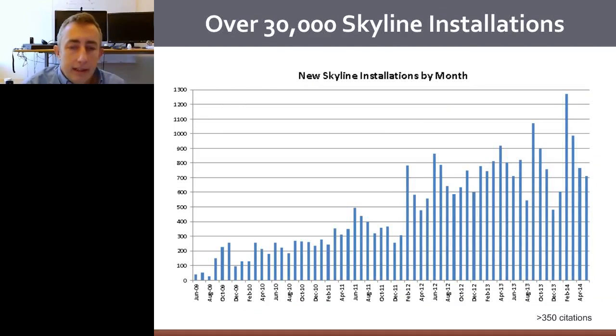Now, in the last 6 years or so that we've been working on this project, we released the first version in June 2009 at the American Society for Mass Spectrometry meeting. And to be honest, we were really shocked when we hit over 100 installations in a month. And now we're routinely at the amount of 600 to 800 installations per month. And all in all, we've had over 30,000 total Skyline installations. So this was definitely a huge need within our field.